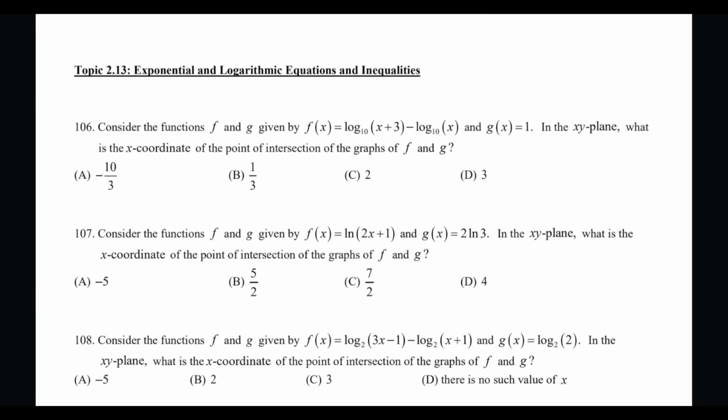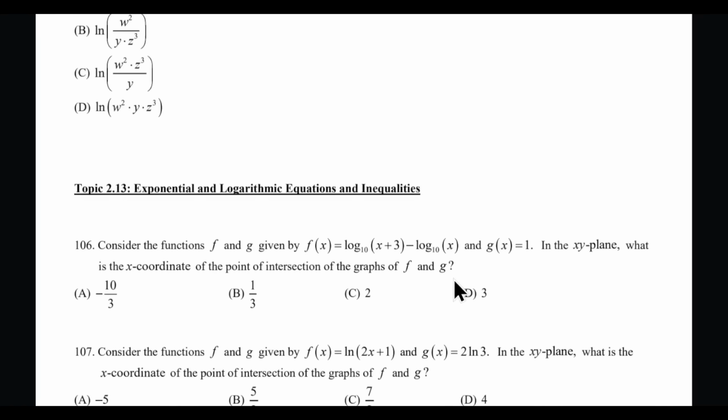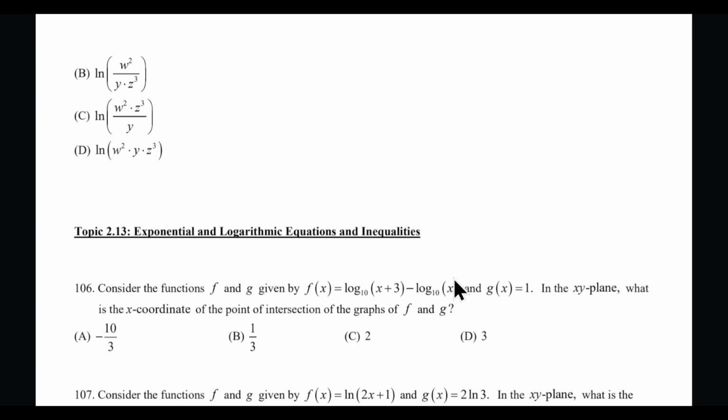Okay, we are talking about question 106. Here function is given over here and g(x) is 1. So what is the x coordinate of the point of intersection of f and g? So it's as simple as solving for f and g both. So I'm just going to equate both of them, which means that log with base 10 of (x plus 3) minus log with base 10 of x should be equal to 1, right? That's how you find the point of intersection.